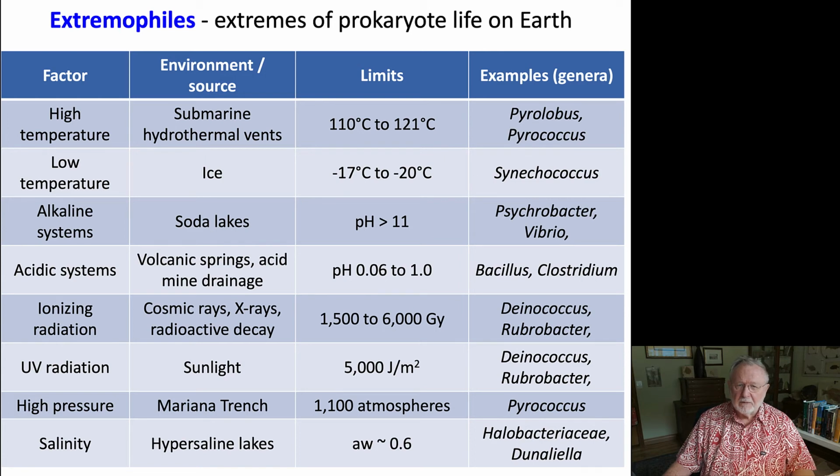This table here simply summarizes some of these extreme conditions, providing examples, so that we see that there are organisms that persist in ice to temperatures above 100 degrees C, across the range of pHs, across the range of ionizing and UV radiation, high pressure, high salinity. Essentially, all parts of our planet have archaea and bacteria.